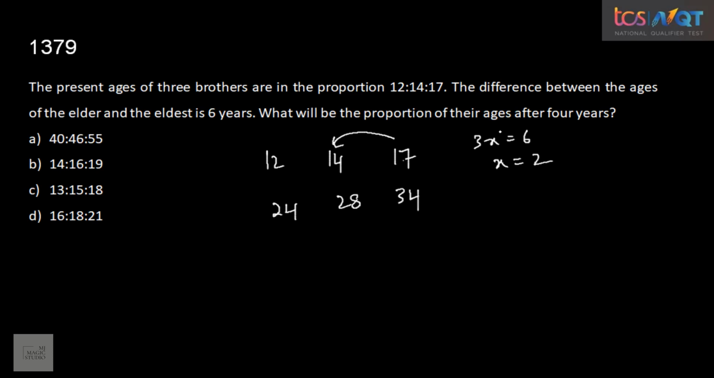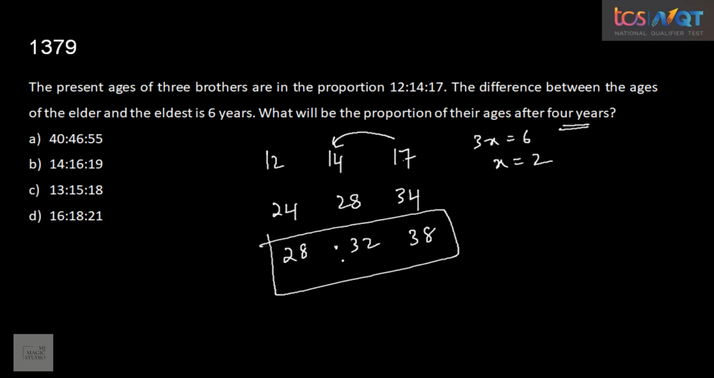What will be the proportion of the ages after 4 years? So after 4 years, ages would be 28, 28 plus 4 is 32, 34 plus 4 is 38. So the ratio would be 14 is to 16 is to 19, and that features in option B.